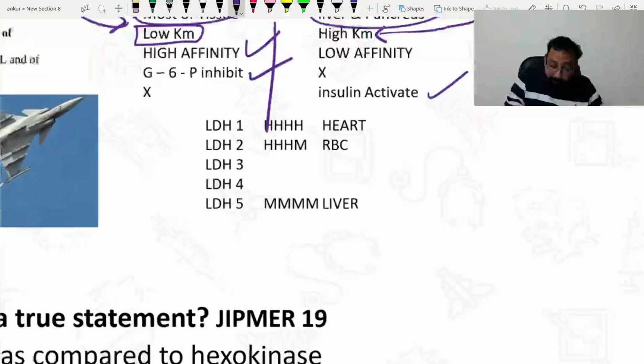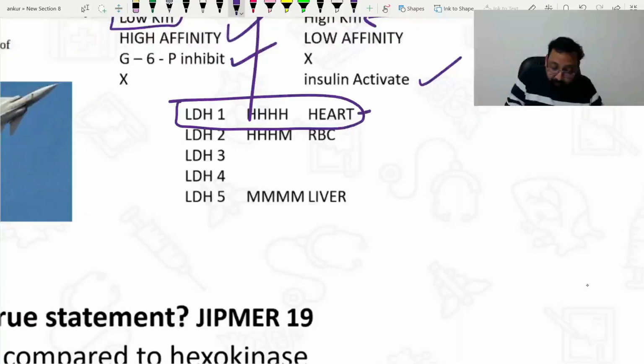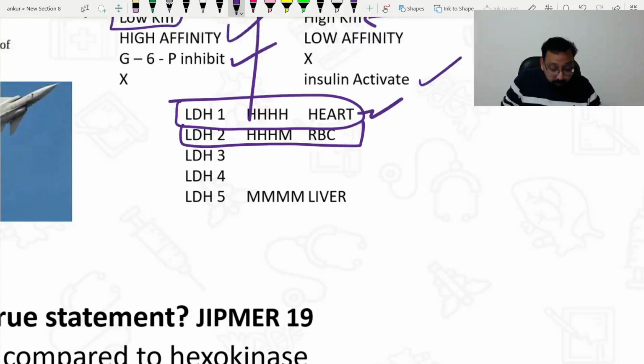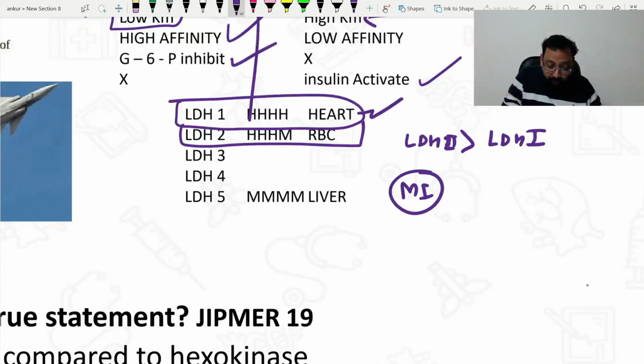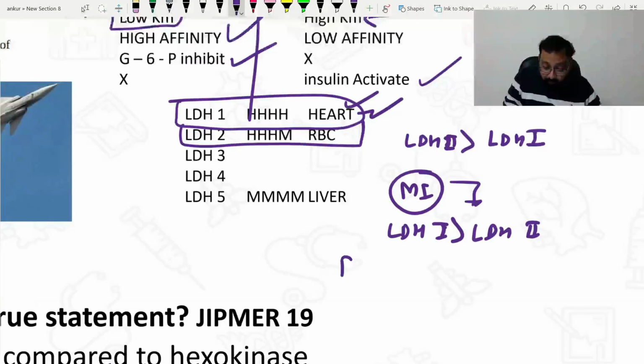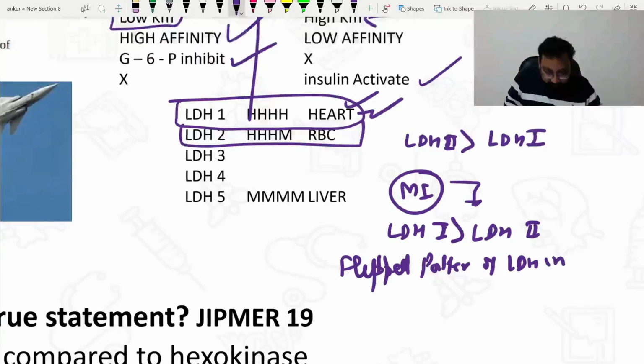LDH1 is usually found in the heart. LDH2 is found in RBC. If you take a sample from a normal person, you will find LDH2 is more than LDH1. But in myocardial infarction, heart damage and muscle damage occur, and there will be release of LDH1. So LDH1 becomes more than LDH2 in MI. This is called the flipped pattern. Flipped pattern of LDH in MI.